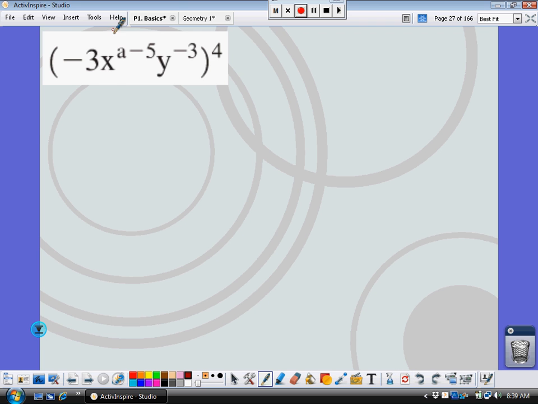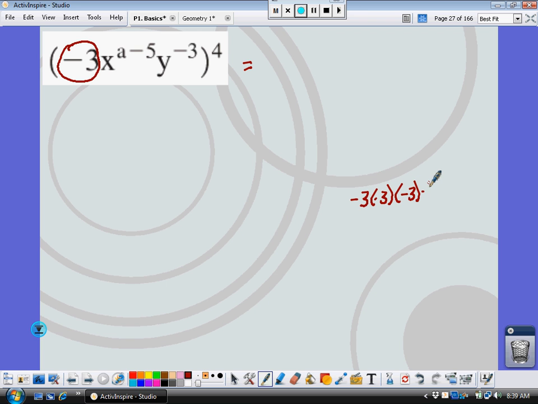Everything's being raised to the 4th power. There are 3 things inside parentheses. All 3 of those things are being raised to the 4th power. Brianna, can you raise negative 3 to the 4th power for me? Careful. Don't multiply. Raise to a power. Negative 3 times negative 3 times negative 3 times negative 3. While you're thinking, I'm going to write it down.